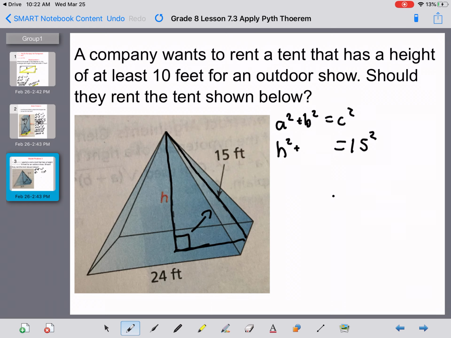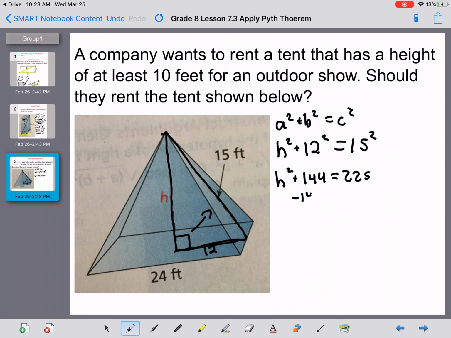Now I have to determine the length of this. Since it's coming from the height, it's coming right from the middle straight down, it will cut this 24 feet in half, so it would be 12 feet. So that would be 12. Now, if I continue to solve this problem out, I have h squared plus 12 squared, which is 144, equals 15 squared, which is equal to 225.